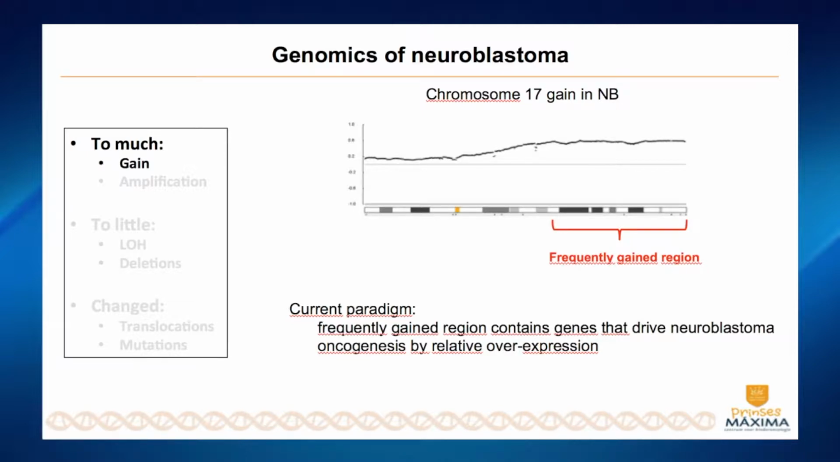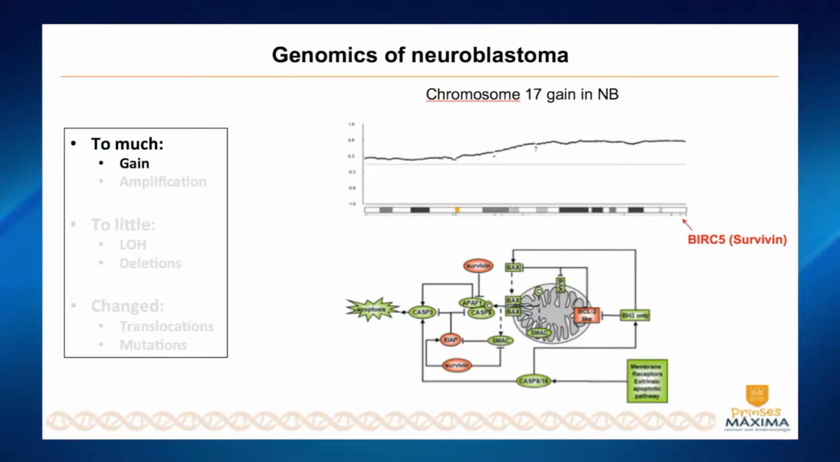So, the frequently gained region. And there are all kinds of genes located in this frequently gained region that are of interest. For instance, at the tip, we've got BIRC5, which is survivin, a clear inhibitor of apoptosis. The protein interferes with the apoptotic pathway at several locations, thereby tumor driving.